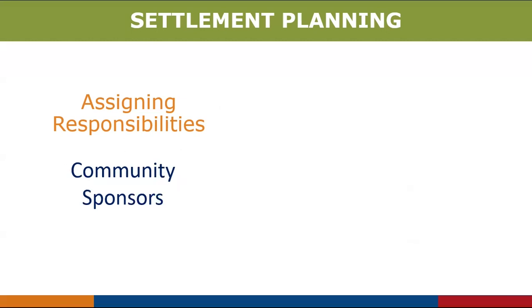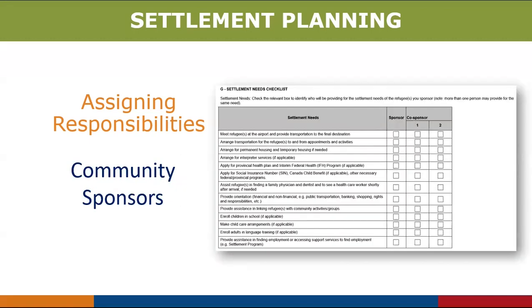When it comes to community sponsors, their settlement plan looks very similar. However, there's a column for co-sponsors because community sponsors can work with co-sponsors. And again, they're going to identify which signatory is responsible for each aspect of the settlement activities. So it can either be the community sponsor representative, so that's the first column, sponsor, or it could be the co-sponsor or both. And you'll see you've got 2 columns for co-sponsor. So you may have more than one co-sponsor.